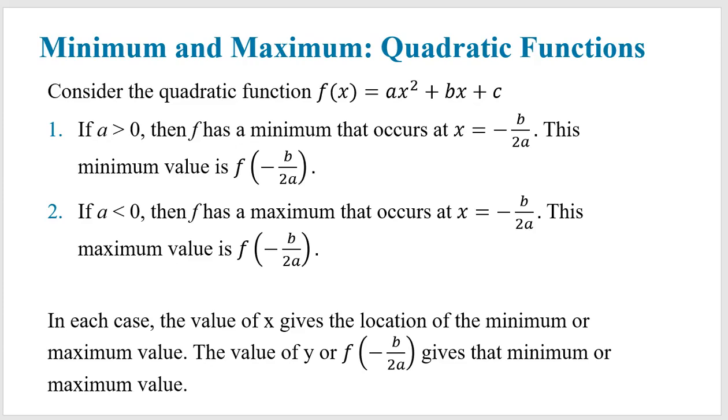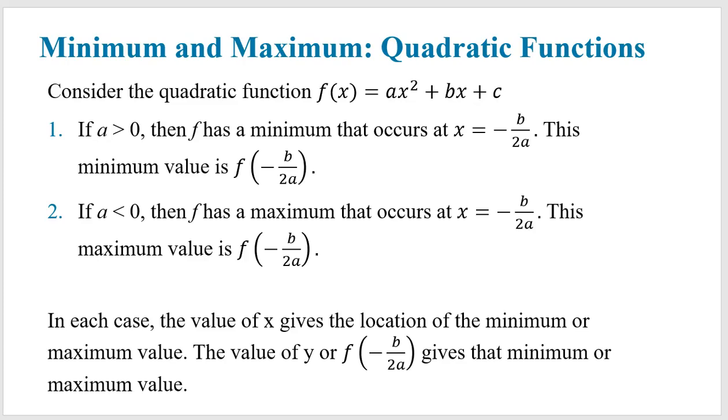Same thing goes if you have an a value less than 0 and your parabola is pointing downwards. That means your vertex will be the maximum. So the maximum will occur at x equals h, and then the maximum value is the k value. So once you plug that in, you will be able to find it. In every case, the vertex will be the maximum or the minimum.